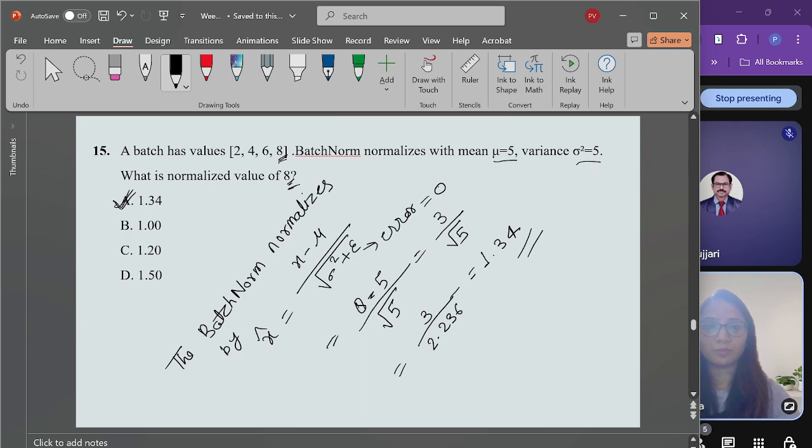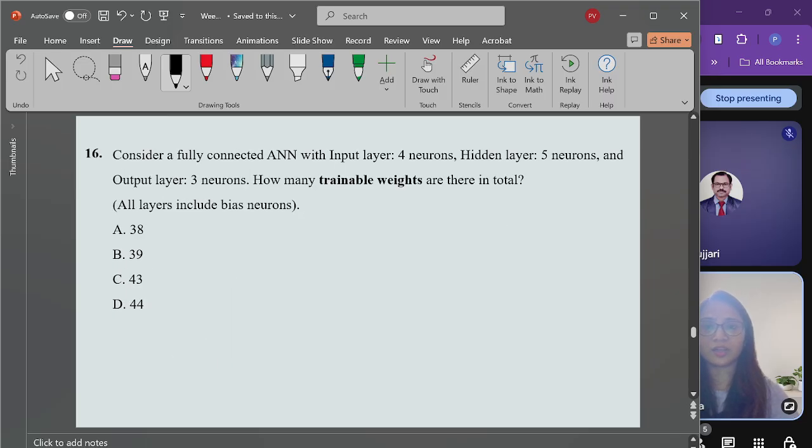I hope you have understood this question. So now moving to our next question. Consider a fully connected ANN with 4 neurons in the input layer, 5 neurons in the hidden layer, and 3 neurons in the output layer. How many trainable weights are there in total?